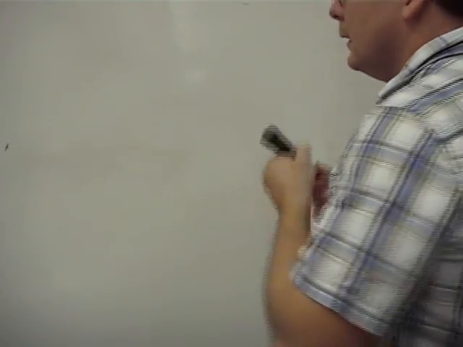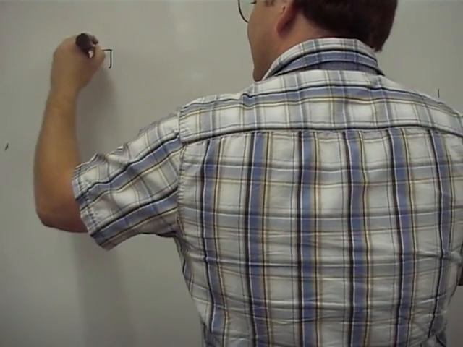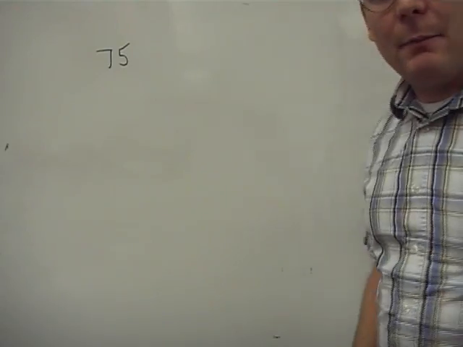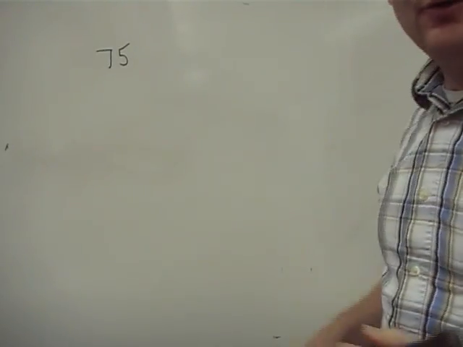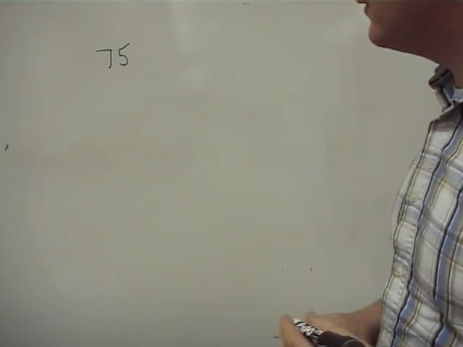Converting from decimal to binary. Let's say you have the decimal number 75 and you want to convert that to binary. To convert this to binary, you can divide by 2 a bunch of times and then take the remainders.